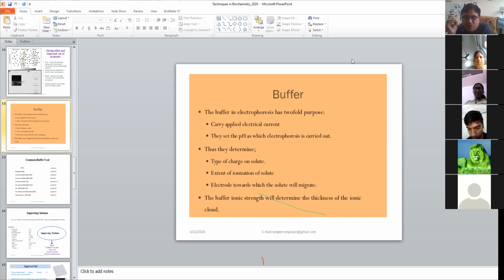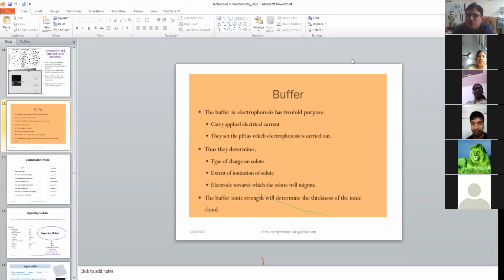And other than this, one of you said that it also protects. Very true. Most of the time in a buffer, we use some chelating agent which will protect. But most of the time, the purpose of the buffer is to maintain the structure or the property of that particular molecule, so it should not be hampered when you are running or separating it on the gel.